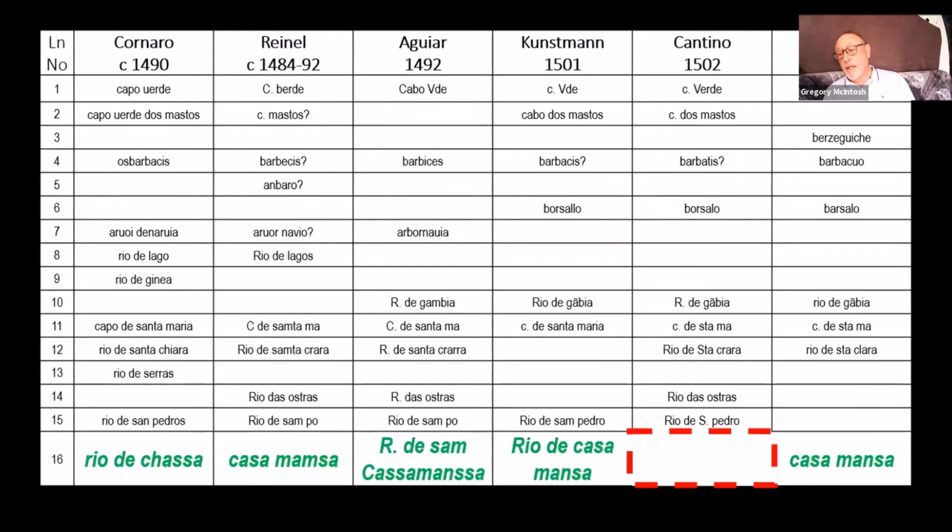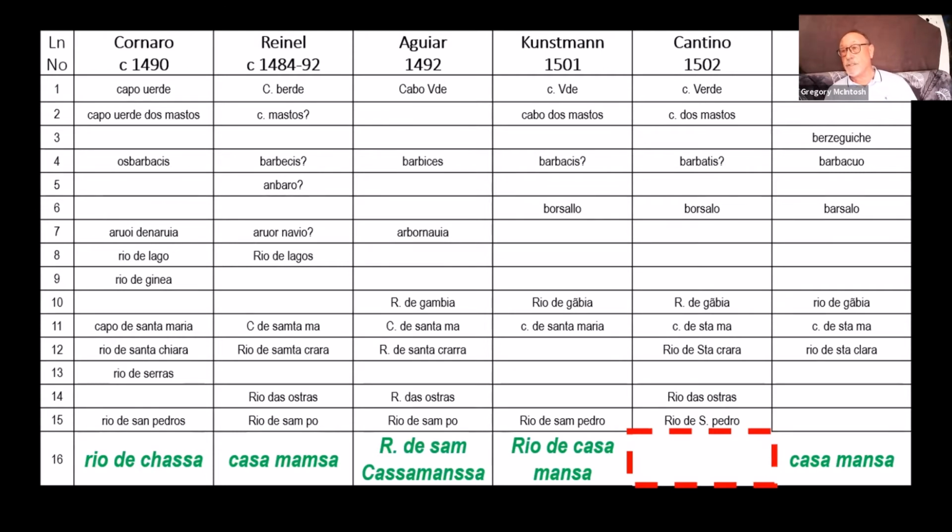For instance, here at line 16, we have a place name on the Carvalho planisphere matching that on the other charts, but missing from the Cantino. This seems to indicate that the Carvalho was not copied from the Cantino. That is, it was derived from the same pool of place names as the other earlier charts. Or alternatively, in this single instance, the Carvalho could have been copied from the Cantino, but with additional information from some other source.